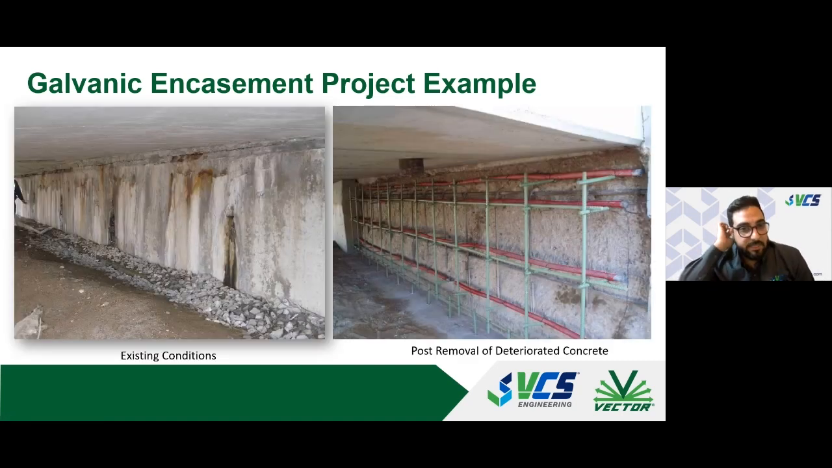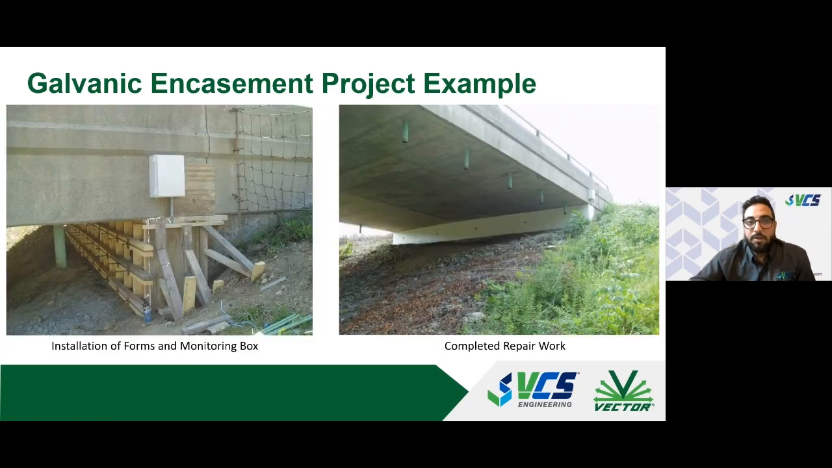And so here we can see the existing conditions before any repair work was done. We can see the abutment wall has a lot of efflorescence, a lot of cracking and spalling. And so all of that deteriorated concrete was removed. As you can see in this picture, the new mat of reinforcement was installed and the anodes were placed in place. And wires were run up to a monitoring box from the anode and the structure to be able to monitor the performance of it.